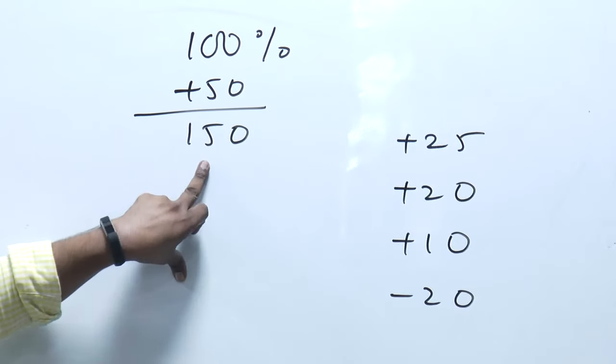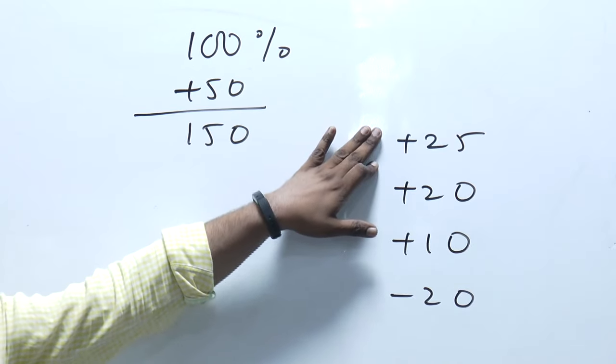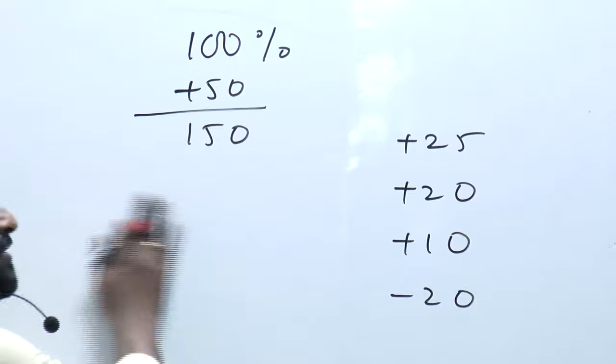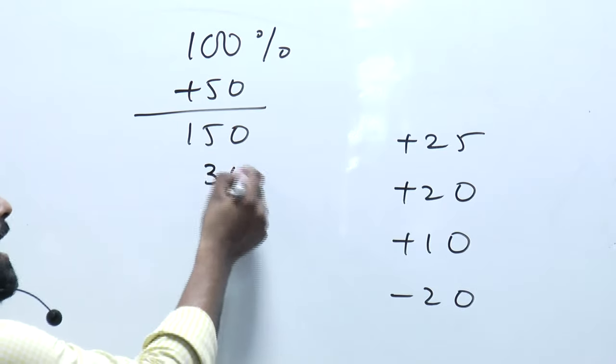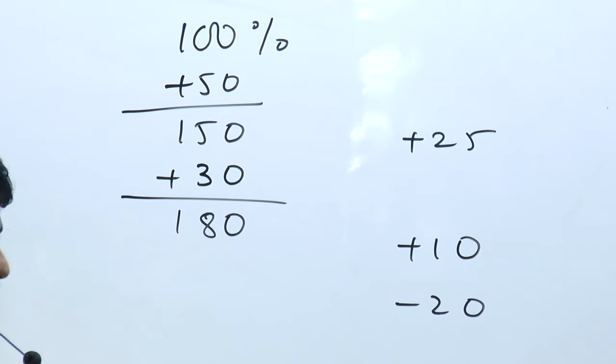This should be a 4 multiple. As this is not a 4 multiple, let's keep it aside. Hold it, no problem. Again increase its value by 20%. 20% of this, how much? 30. Add 30, this is also over. What is it? 180. Wait, 180 is a 4 multiple, right?